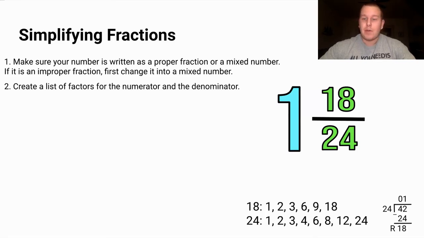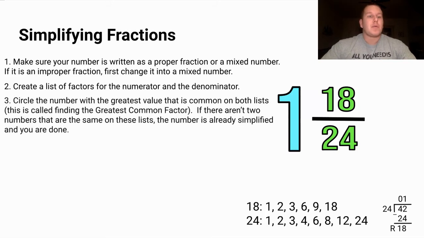Now that we have a list of our factors, what we're going to do is circle the number with the greatest value that is common on both lists. This is called finding the greatest common factor, or GCF. If there aren't two numbers that are the same on these lists, the number is already simplified and you are done. So we can see that there are actually a couple of numbers that are similar on both lists, but we're looking for the number that has the greatest value, and that number would be 6. So we want to keep 6 in mind as we're simplifying this fraction.